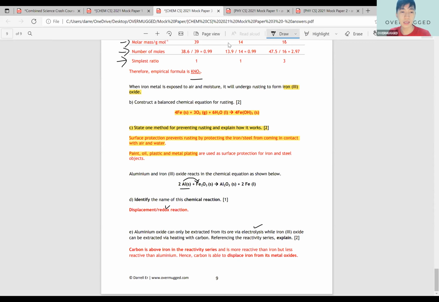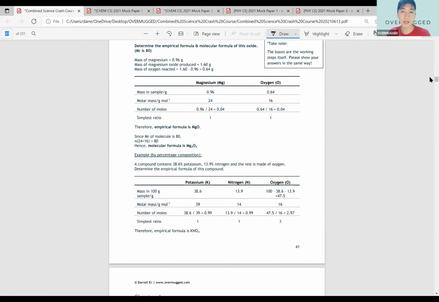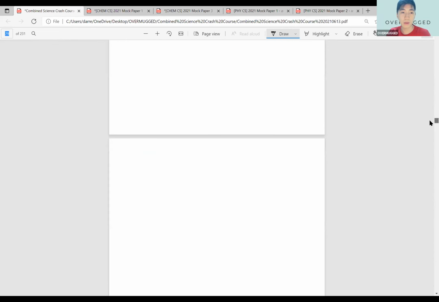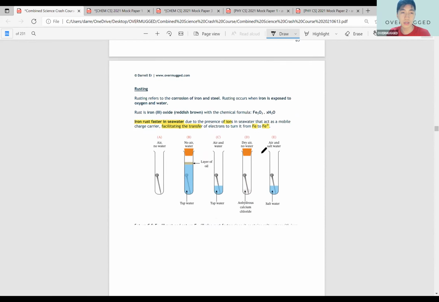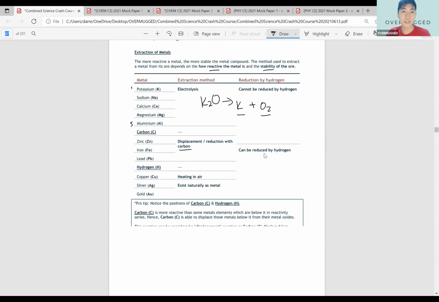Okay, lastly, how do we extract aluminium? It is via electrolysis. Iron is via heating with carbon. Why? It's because if you take a look at the whole reactivity series, you'll notice that above carbon means it's extracted by electrolysis. Below carbon, it means that carbon can displace it. So I'm talking about the chapter in metals, okay, specifically this portion here. You take note at the position of carbon.